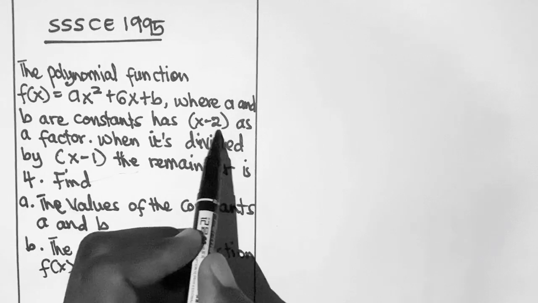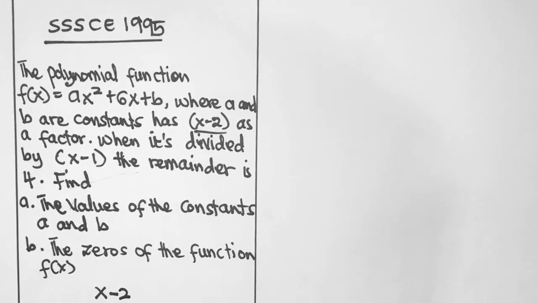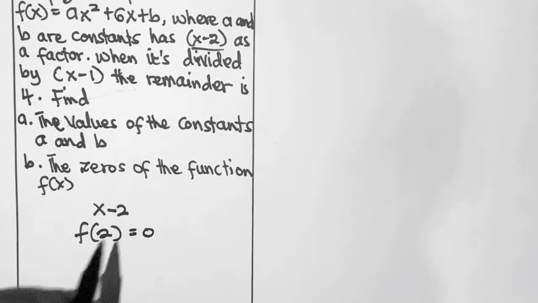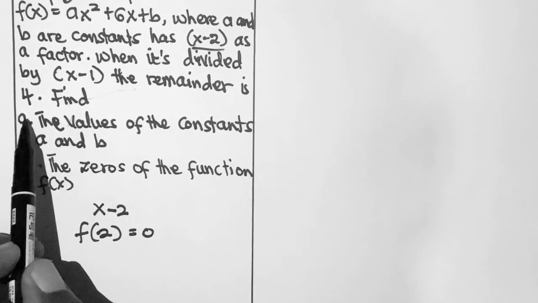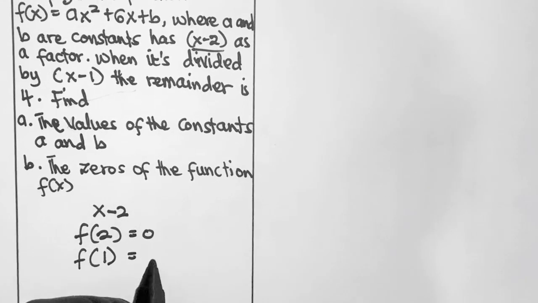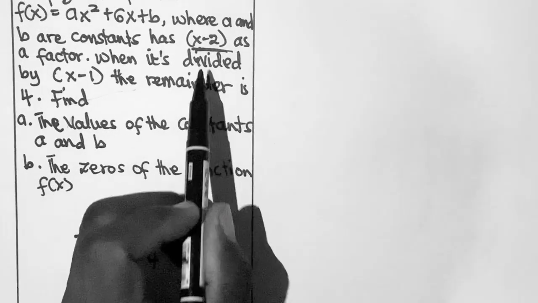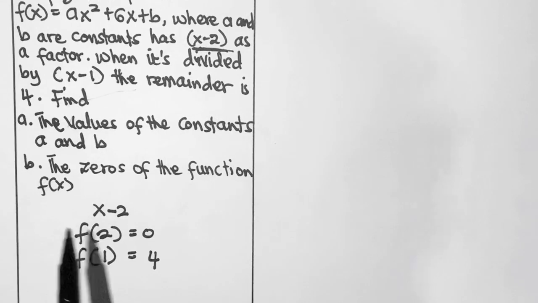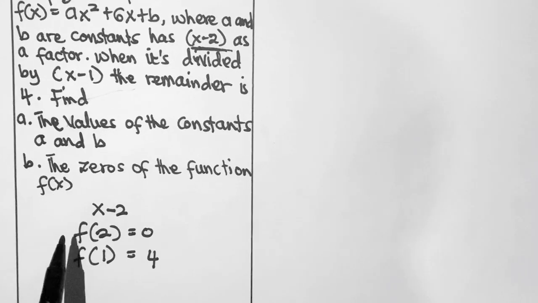So now he says that x minus 2 is a factor. It implies that f of 2 is equal to 0. And he also says that if it is divided by x minus 1, the remainder is 4. It means that f of 1 is equal to 4. Anytime you are given the factors of the polynomial, take the individual factors and equate to 0. Whatever value you get, if you put it in the polynomial, it must give you the remainder of the function.